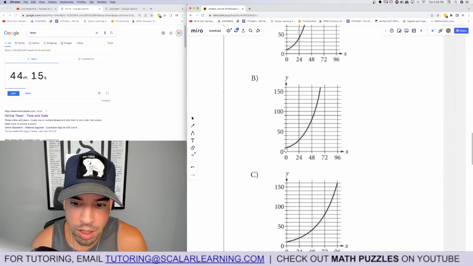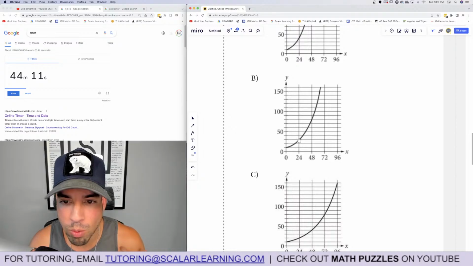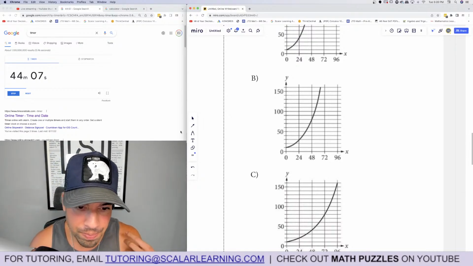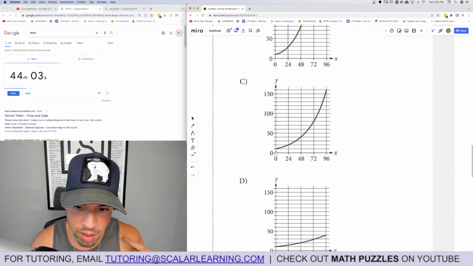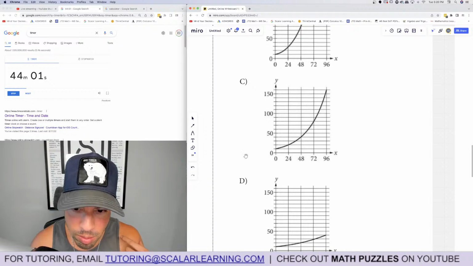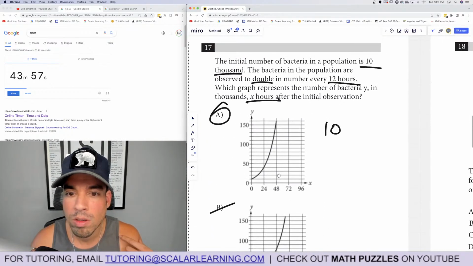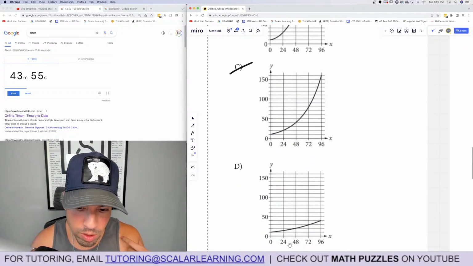Let's just double check. Here it's 10. At 12, it didn't exactly double. At 24, we already know it should be 80, and that looks like 60. Here it's starting at 10. At 12, it's definitely not doubled. At 24, it's doubled, so that's wrong because then it's at 12 hours, right? Yeah. This one's totally off.